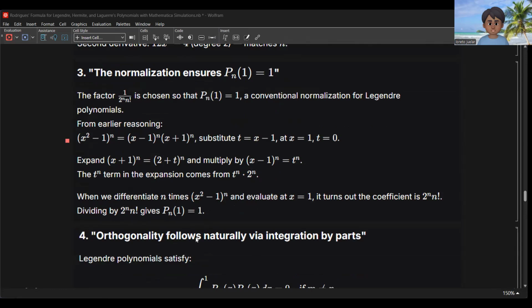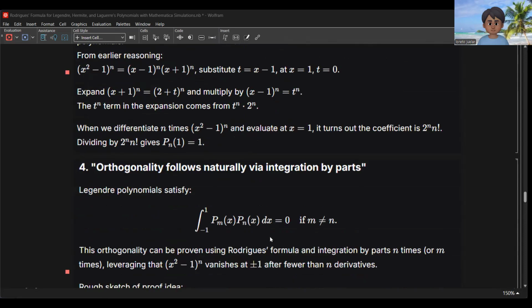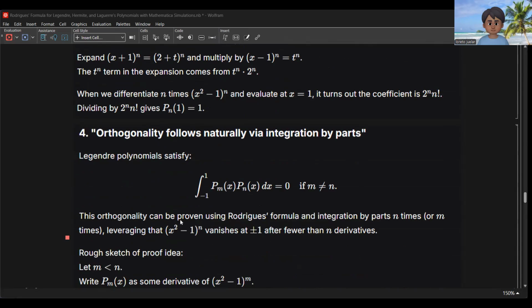Orthogonality follows naturally by integration by parts. So we have the orthogonality: if m is not equal to n, the integral from negative 1 to positive 1 is equal to 0. This orthogonality can be proven using Rodrigues' formula, integrating by parts n times or m times, leveraging that (x squared minus 1) raised to the n vanishes at x equal to 1 or negative 1 after fewer than n derivatives.